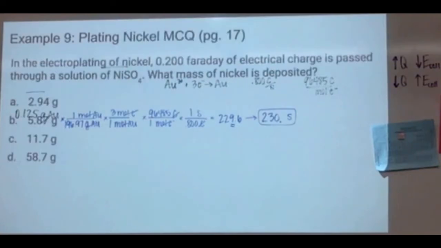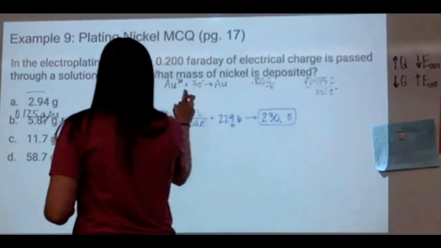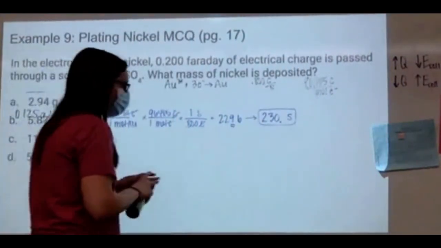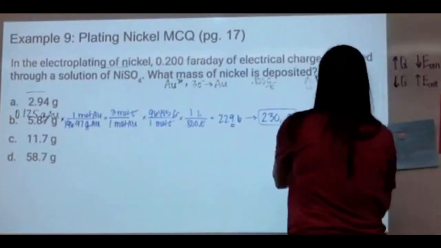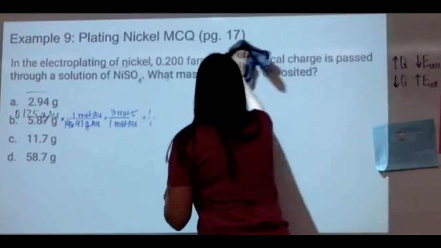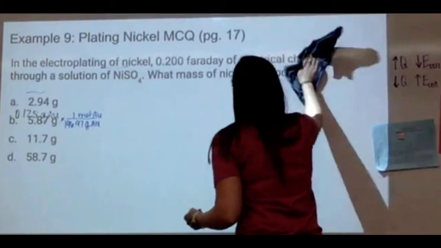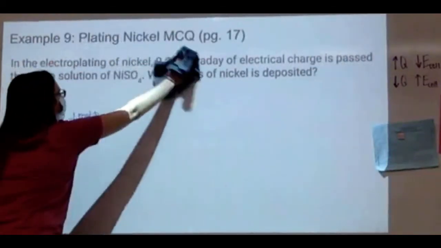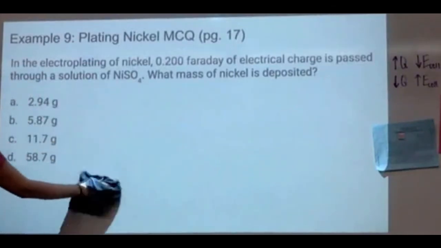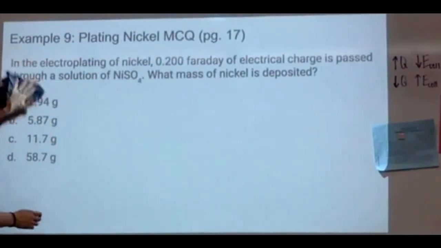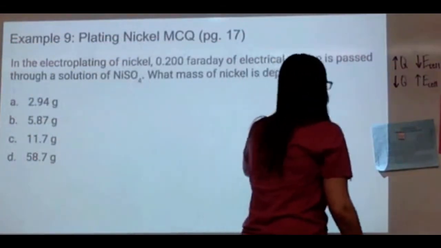So the last question here is multiple choice. So we're going to practice without a calculator. Because remember, on the multiple choice, you're not going to get a calculator. So I'm going to show you some tips and tricks for doing multiple choice. Now this question is also a little unique because it gives us a unit that we haven't seen yet. So it says, in the electroplating of nickel, 0.2 Faraday of electrical charge is passed through a solution of nickel(II) sulfate, NiSO4. What mass of nickel is deposited?